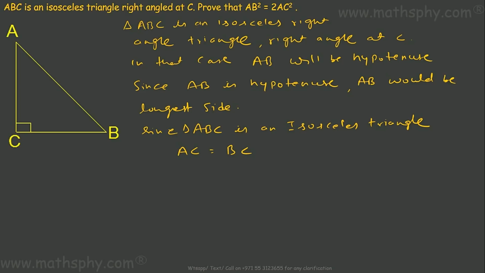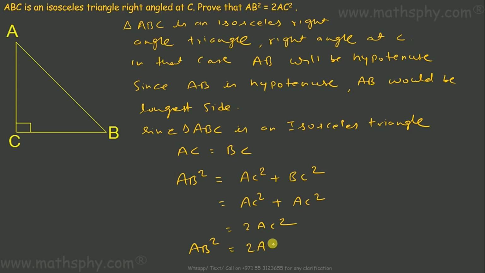Now, ABC is a right angle triangle. In that case, AB square will be equal to AC square plus BC square. AC square I leave as it is. BC square I can write as AC square, since AC is equal to BC. So in place of BC square, I'll take AC square. So AC square plus AC square will give you 2AC square. So I have AB square equals to 2AC square. That's what we had to prove.